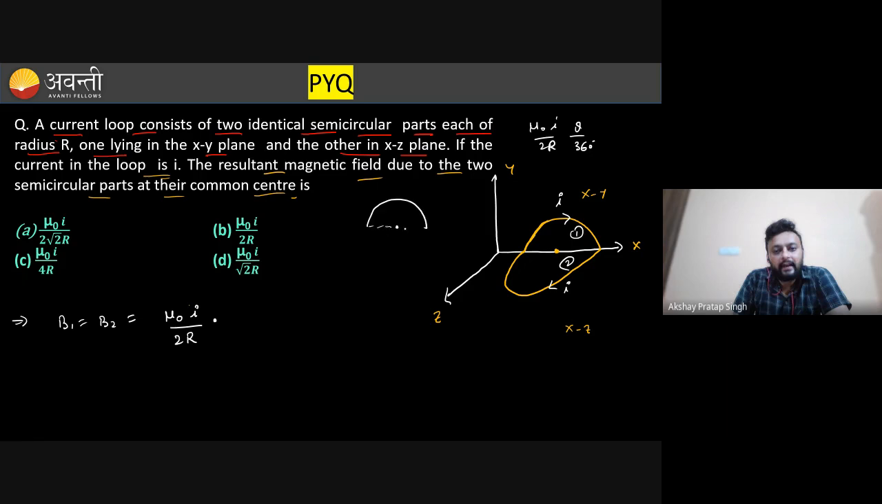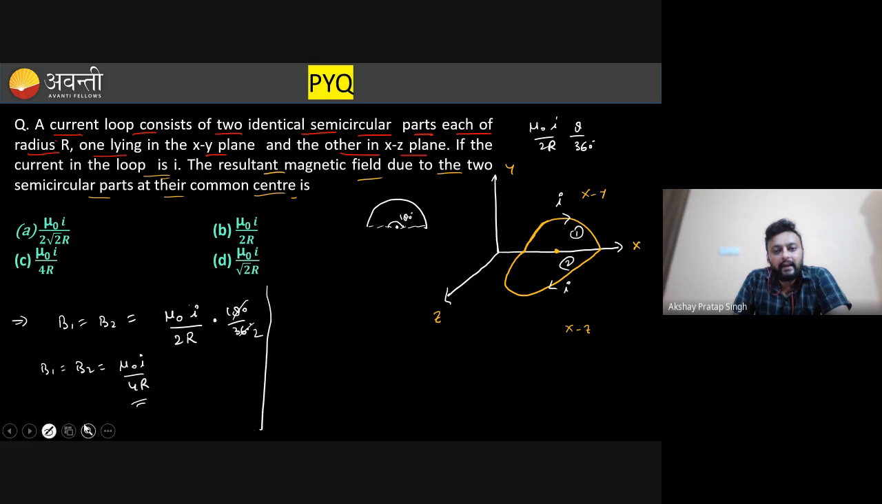If you consider a semicircular loop like this one, what will be the value of theta? You will say, sir, 180 degrees. So that is 180 by 360. So what will be the magnetic field? B1 equals B2 equals 2 mu naught I over 4R. Now remember, you can solve these things in your mind and directly write it as mu naught I over 4R without writing these two steps. This is the magnetic field of each part of the loop.